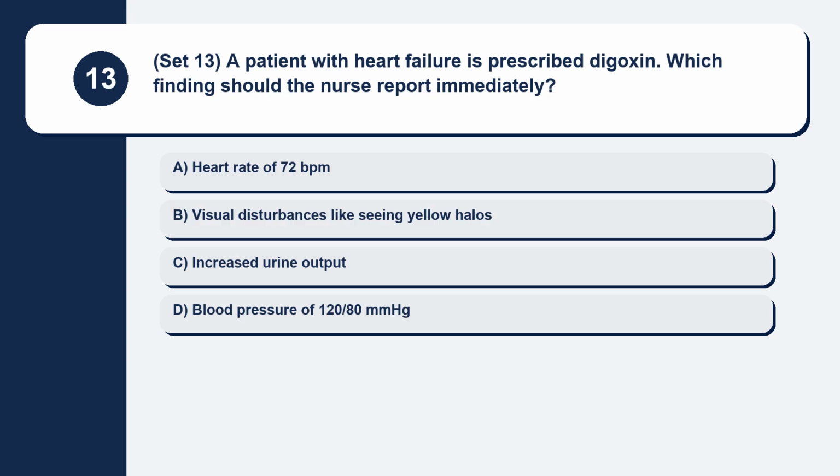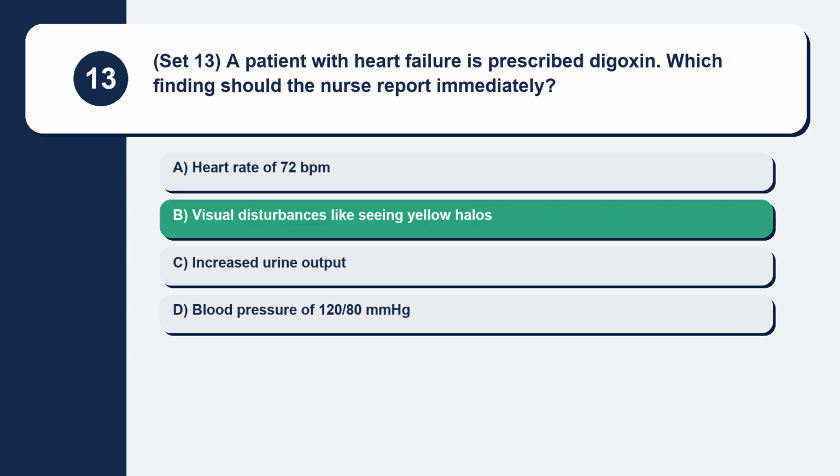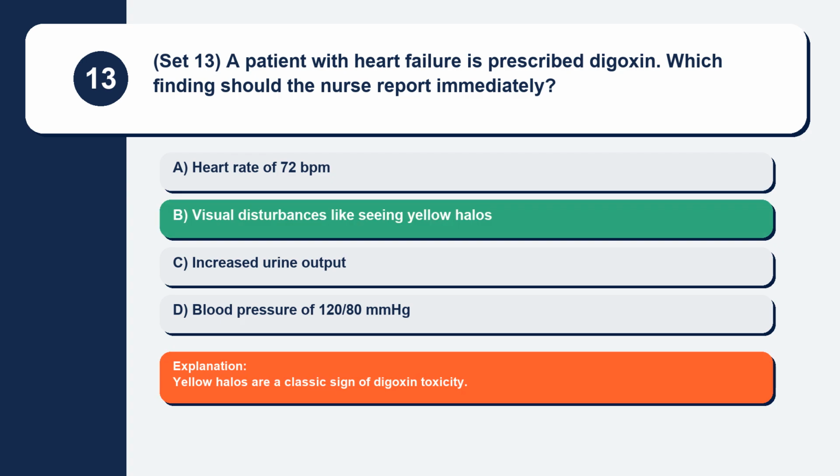Question 13. Set 13. A patient with heart failure is prescribed digoxin. Which finding should the nurse report immediately? Heart rate of 72 bpm, visual disturbances like seeing yellow halos, increased urine output, blood pressure of 120/80 mmHg. Yellow halos are a classic sign of digoxin toxicity.